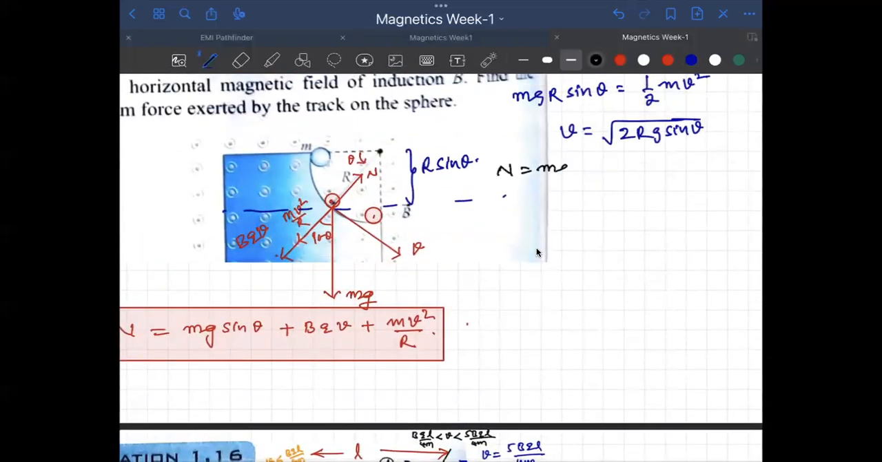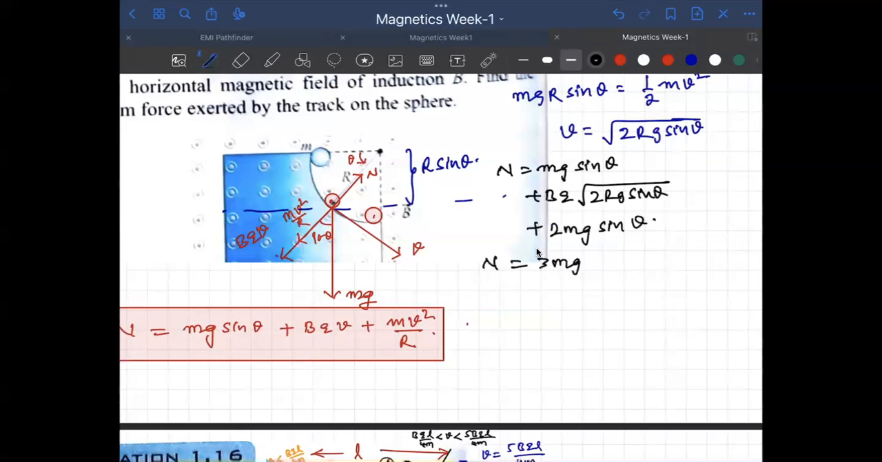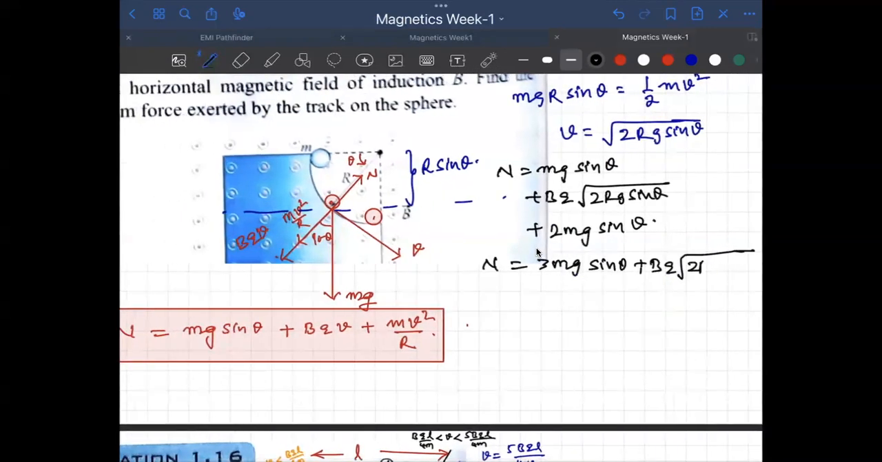Normal reaction is mg sin theta plus BQV, that is BQ root 2RG sin theta, plus mv square by r. mv square by r is 2mg sin theta. So normal reaction is 3mg sin theta plus BQ times root 2RG sin theta. It is a function of sin theta now. Now you do dN by d theta is equal to 0.